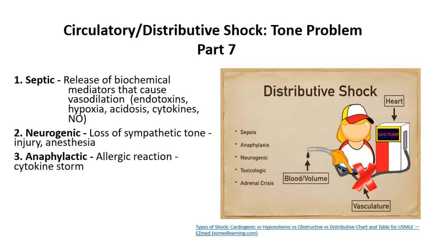So involved in distributive shock or circulatory shock could be septic, neurogenic, and anaphylactic. It's important to note that each of those shocks are circulatory shocks. So we'll go into a little bit of a deep dive and talk about them all.